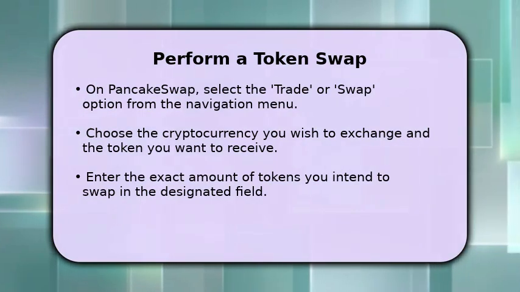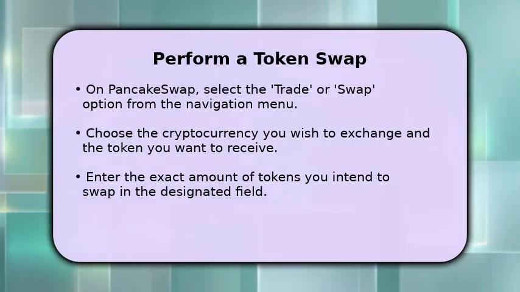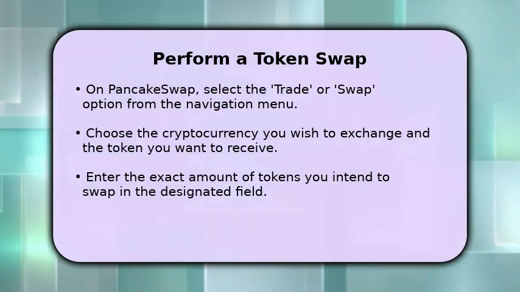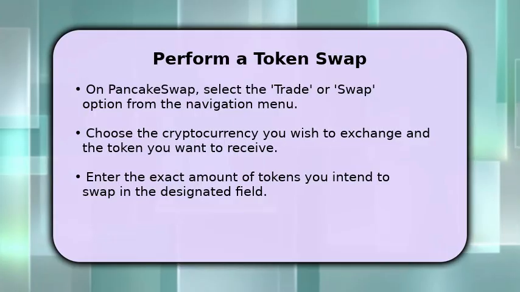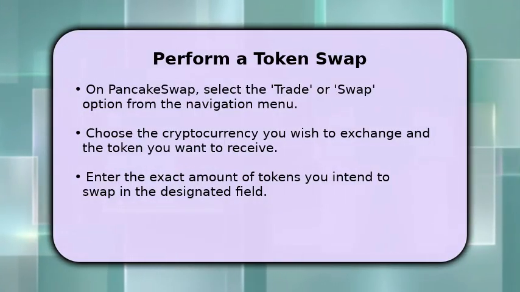With your wallet connected, you can now swap tokens. On the Pancakeswap interface, find and tap the trade or swap option. Next, select the token you want to sell and the token you wish to buy. Input the amount you'd like to swap. For example, you might swap 100 units of a token.